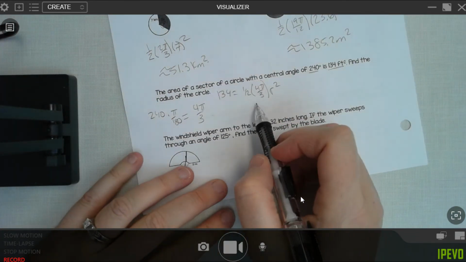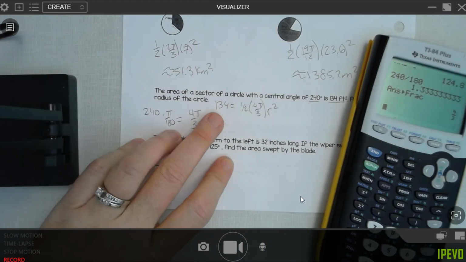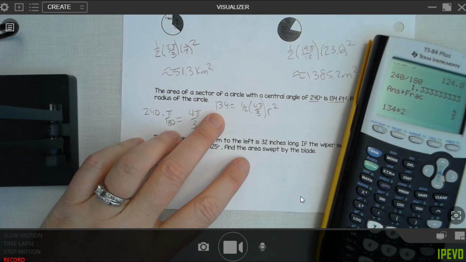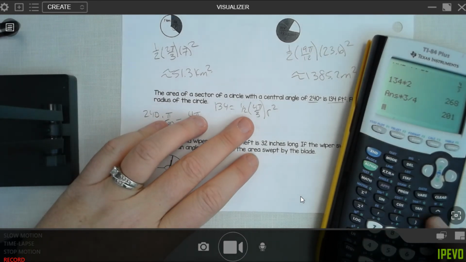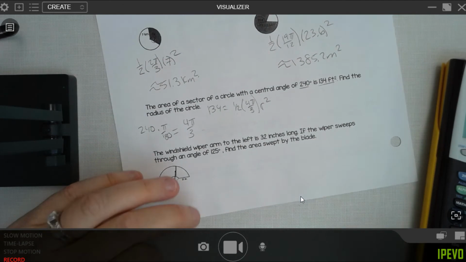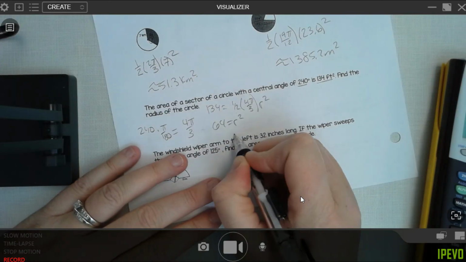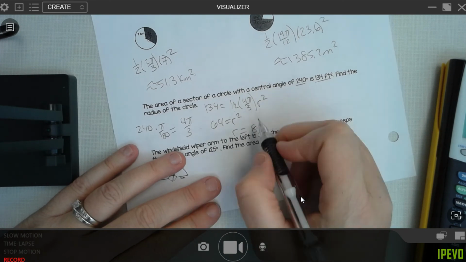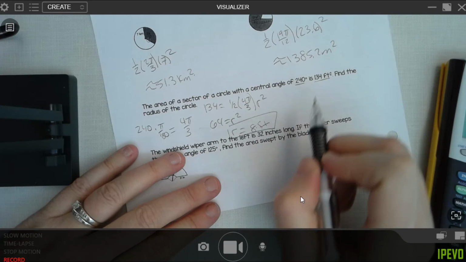So let's see. I'm going to do 134 times my 2 and then times 3/4. I'm going to divide that by pi. So that's almost 64. So I'm going to go ahead and say 64. So then my r would be 8 feet. I know it's feet because that was feet squared right there.